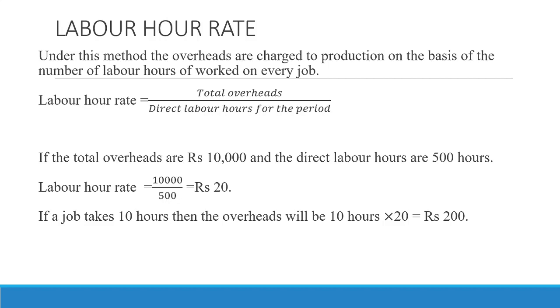For example, if the total overheads are 10,000 and the direct labor hours are 500 hours, then for 1 hour, that is, labor hour rate is equal to 10,000 rupees divided by 500 hours, rupees 20. That is, the overheads for 1 labor hour is rupees 20. Now for example, if a job takes 10 hours, then how much will be the overheads? Then the overheads will be 10 hours into rupees 20, that is rupees 200. So under labor hour rate, the overheads are charged on the basis of the number of labor hours worked on every job. Labor hour rate is found out as total overheads divided by direct labor hours for the period.